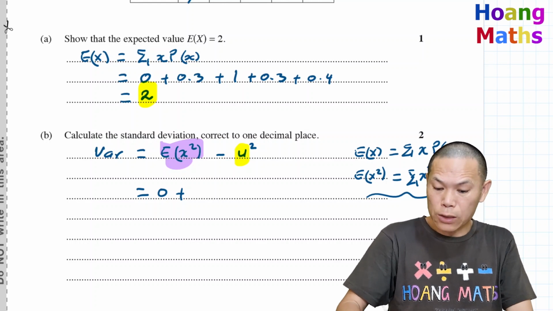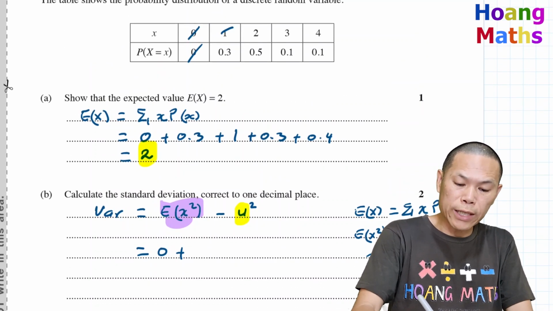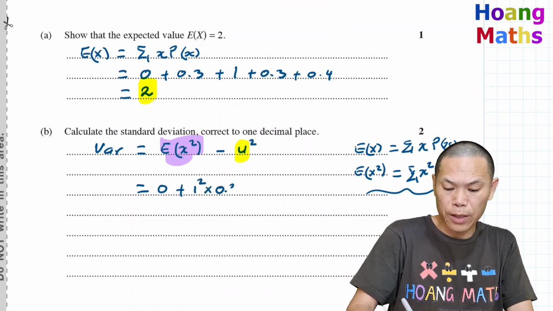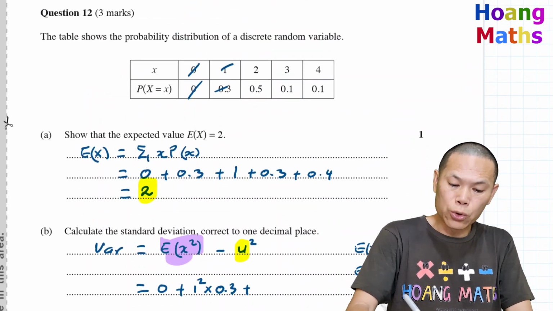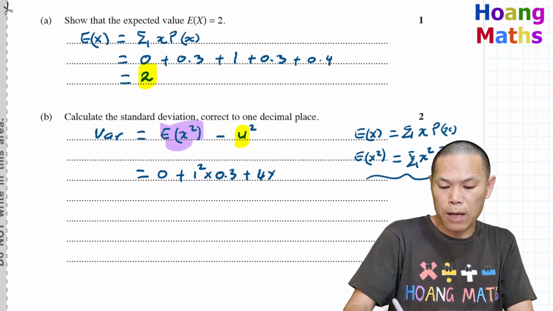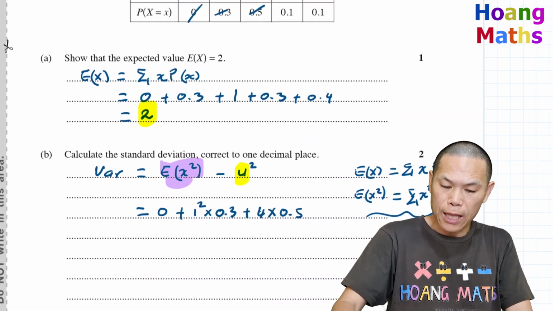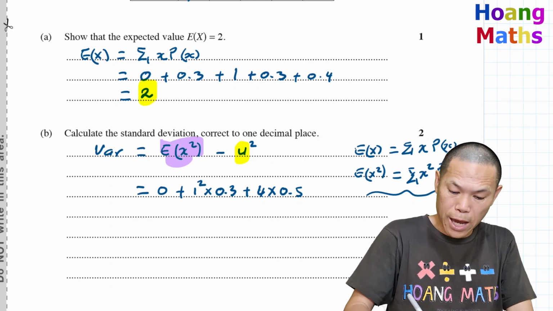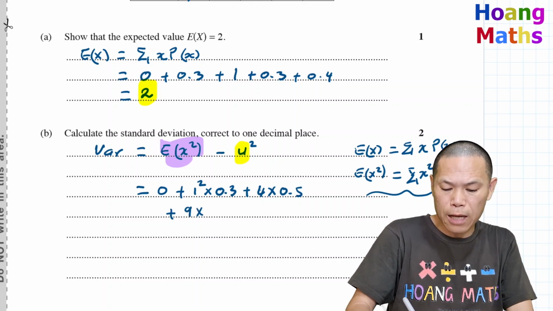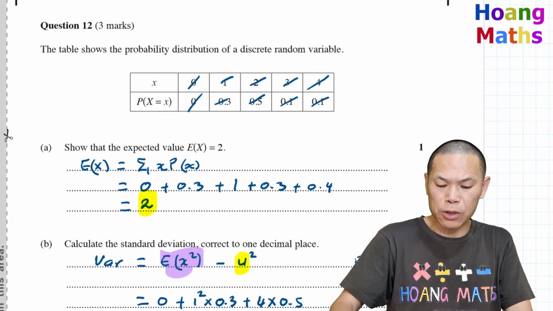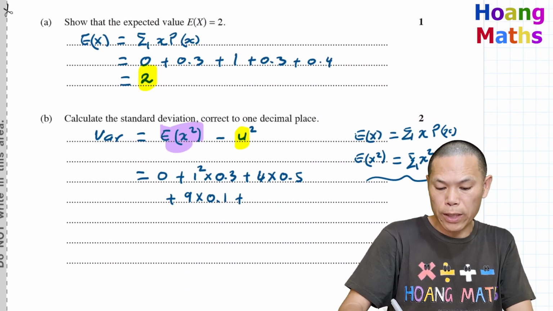So now the next one is 1 squared times 0.3. Let me just write this down. 1 squared times 0.3. And we add 2 squared times 0.5, which is 4 times 0.5. And then we add 3 squared times 0.1, so 3 squared is 9 times 0.1. And then we add 4 squared times 0.1. So 4 squared is 16 times 0.1.